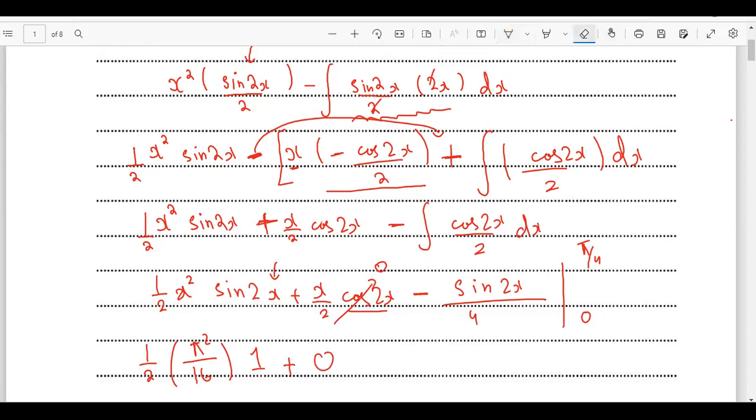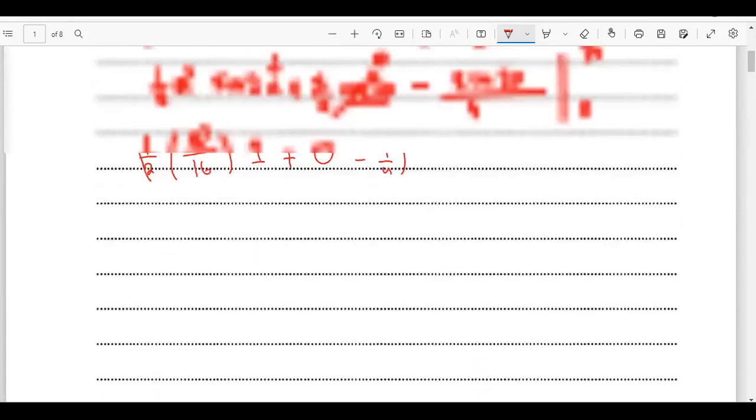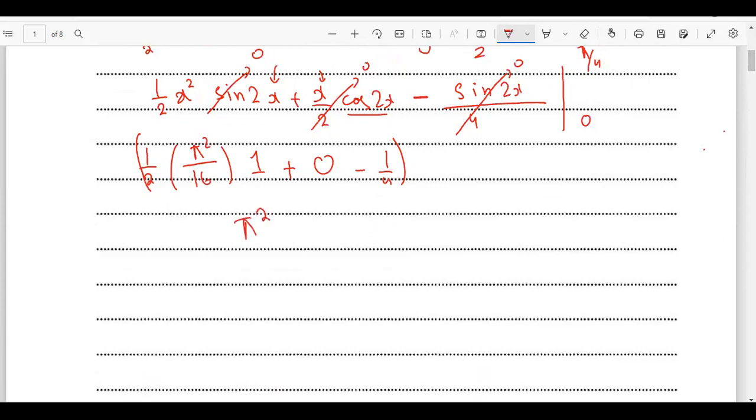And then we have, what would be the next value? Minus sine 2x. Again, it would be 1 by 4. This is what I am getting for pi by 4. And then what about the 0? I think you'll just get 0 for everything, because we have x here and this would get 0, and sine at 0 is 0. Okay, so we can simplify this, and that is going to give you pi squared by 32 minus 1 by 4.